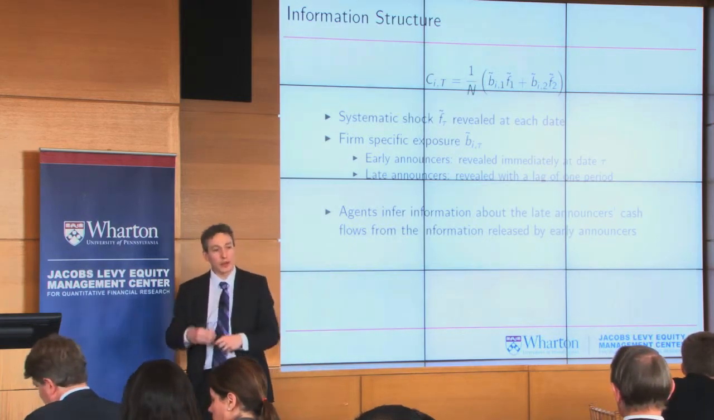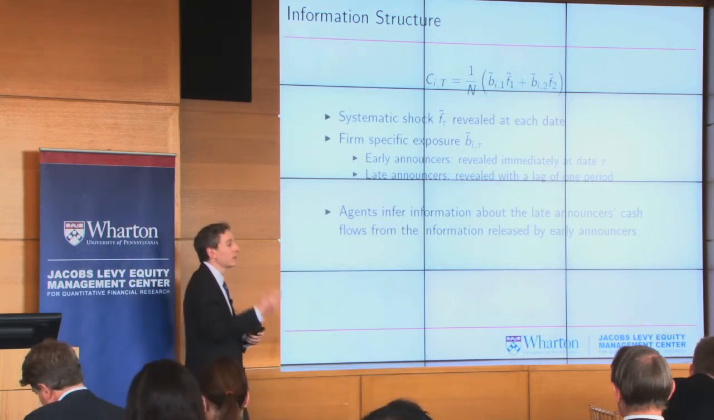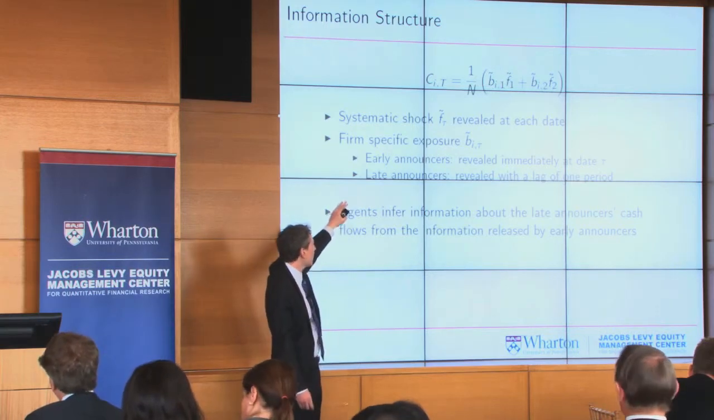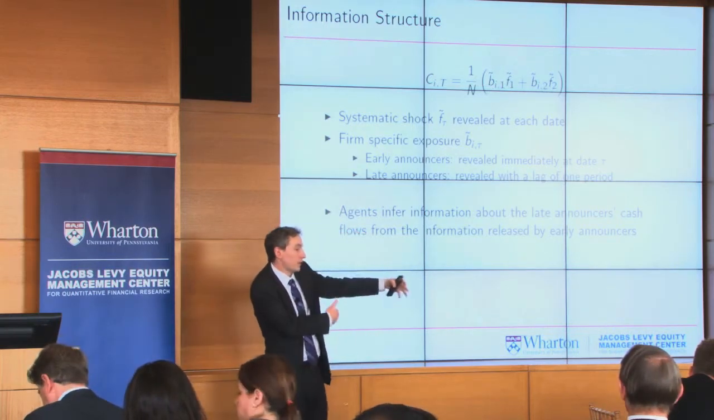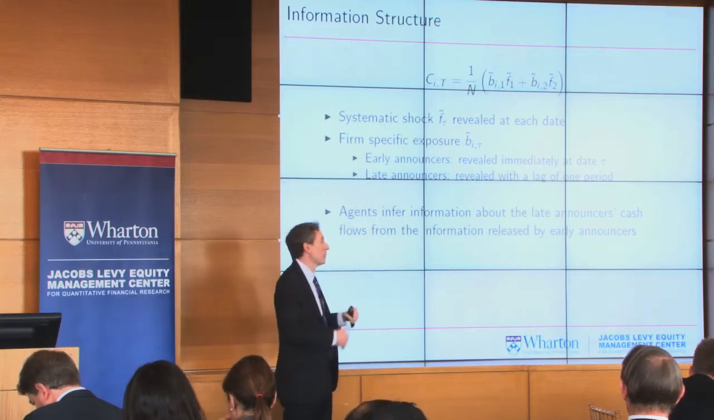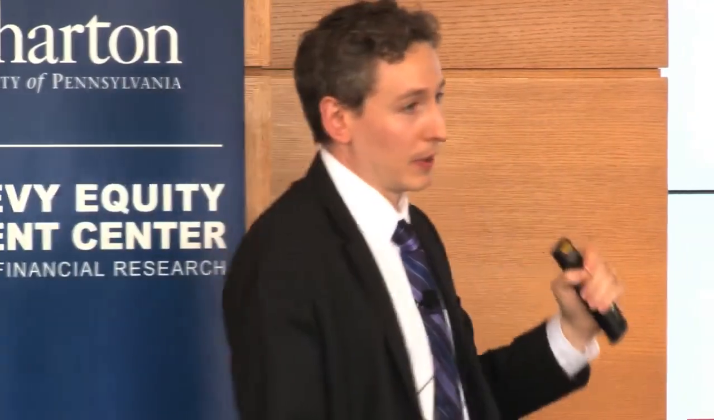For the other firms, we're not going to learn this right away. We've got to wait until they announce their earnings to figure out their full exposure. So for our late announcers, the proxy for the firms that announce their earnings at the end of the quarter, the Bs are going to be delayed one period. Now, a key part of this is that agents are going to infer something about the late announcer's exposure from the early announcer's announcement.